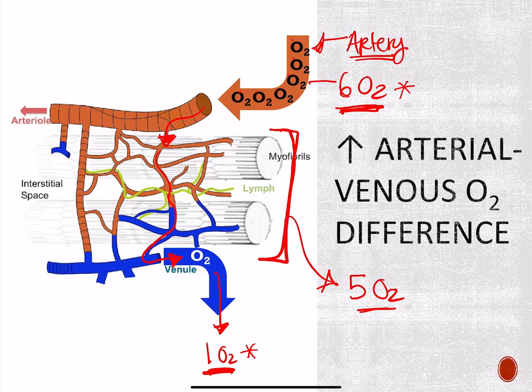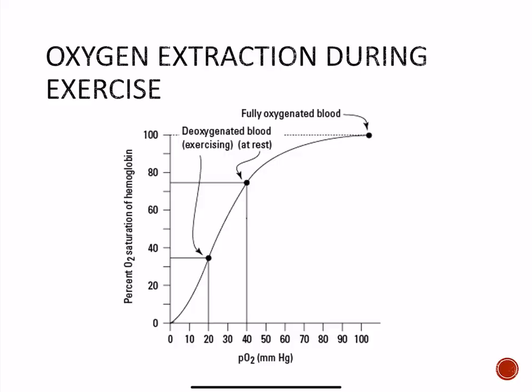And the ability to deliver more oxygen is the ability of heat to allow more oxygen to leave the artery as it goes through the capillary, as it goes through that muscle. So let's look at how we can change oxygen extraction. So this is again the oxygen dissociation curve.